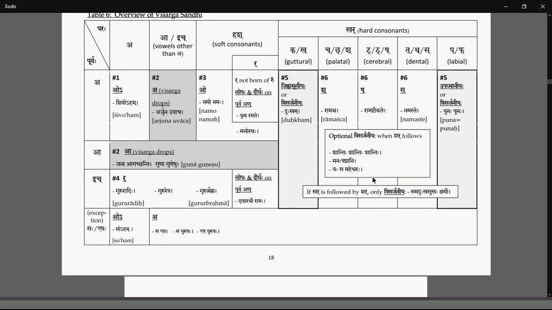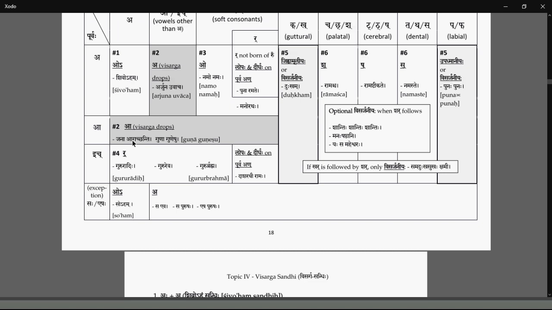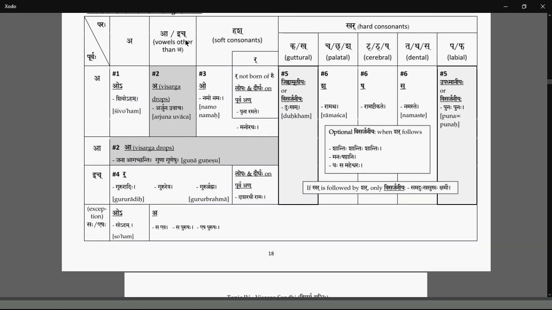I'm not mentioning the option right now, and you can go through the chart. For example, when a is preceding a visarga, and then any vowel or hush letter follows, any vowel or the aspirants or the consonants, like the fourth of the class, fifth of the class, and third of the class, any of these letters which are called soft consonants, then the visarga drops. So Janaha Agachanti is an example.